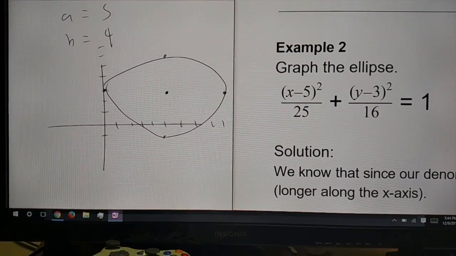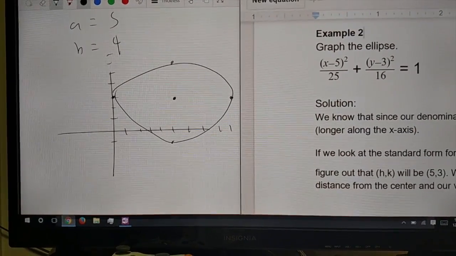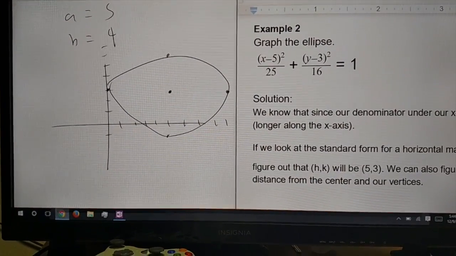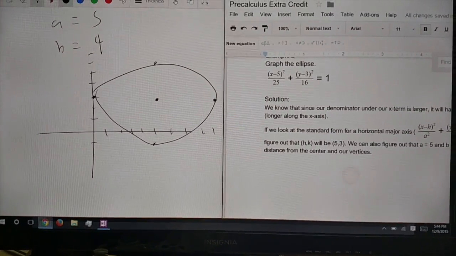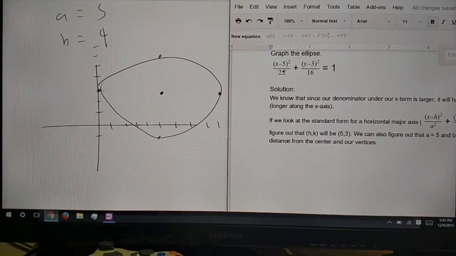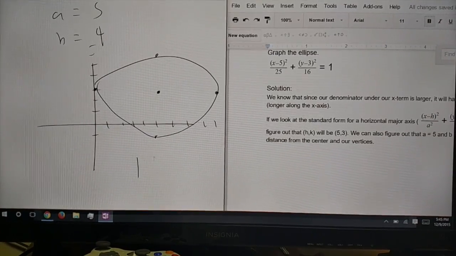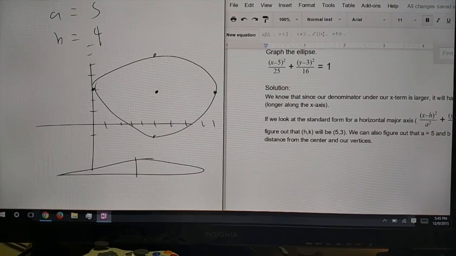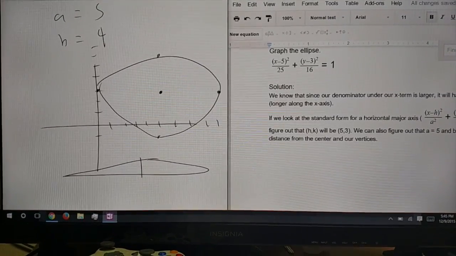Okay. Do you have any questions? So the numbers under the denominators define the shape of the ellipse, right? Yeah, let's say we have something really, really big here. Then we're going to have an amazingly long ellipse. Okay. That's all the questions I have.